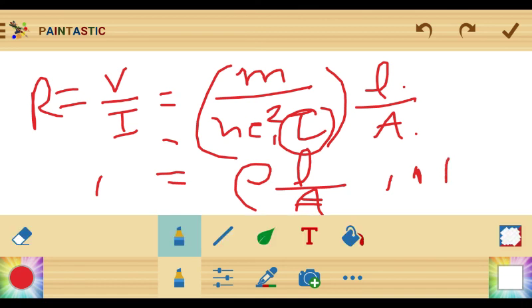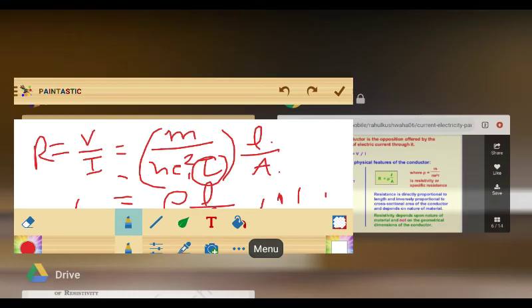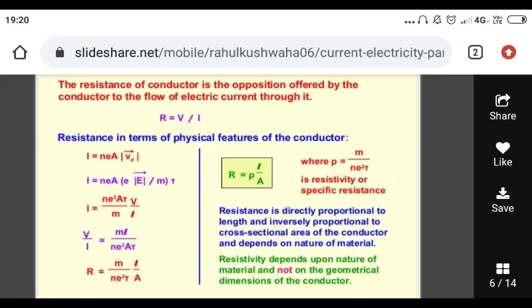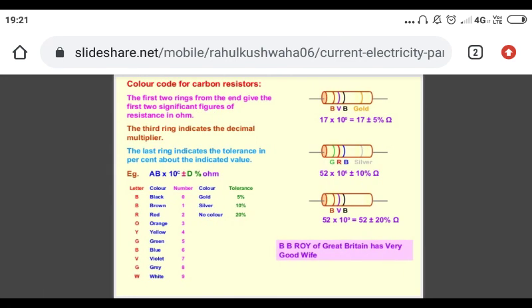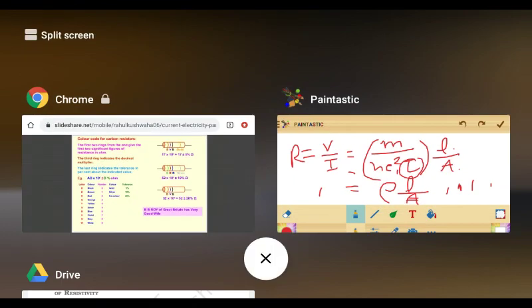And we know the unit of resistance is ohms. I think this is all we have for today, and let's see, do we have anything left? Temperature dependence we already studied. So tomorrow we will start with the color code of resistors, how to make that. That's for now.